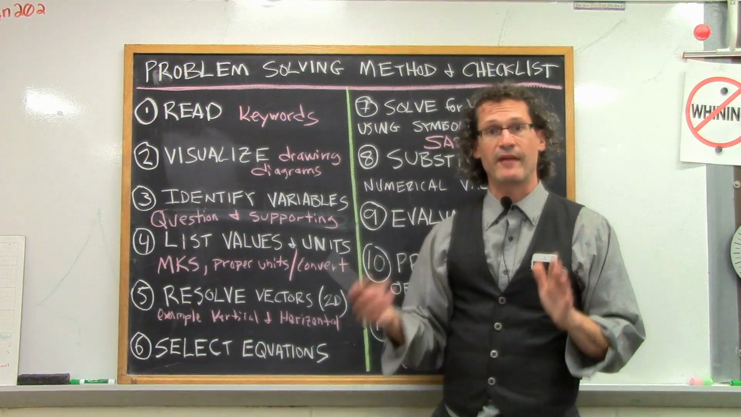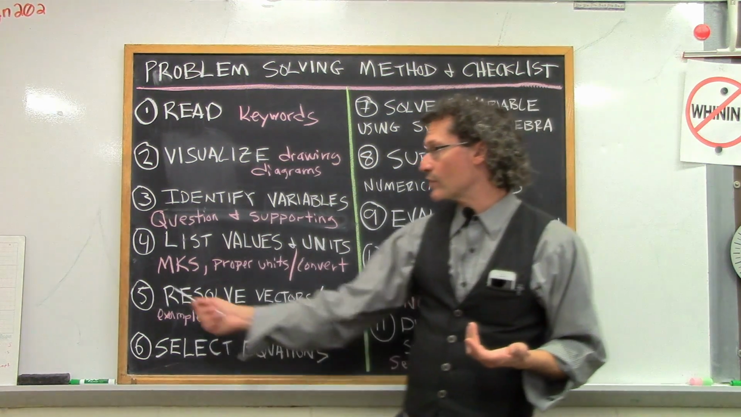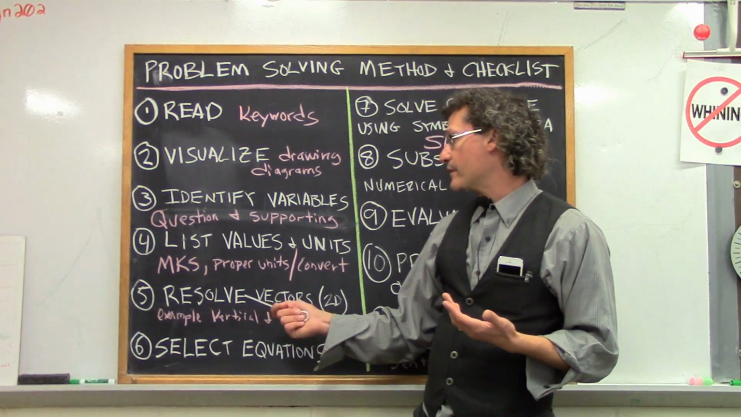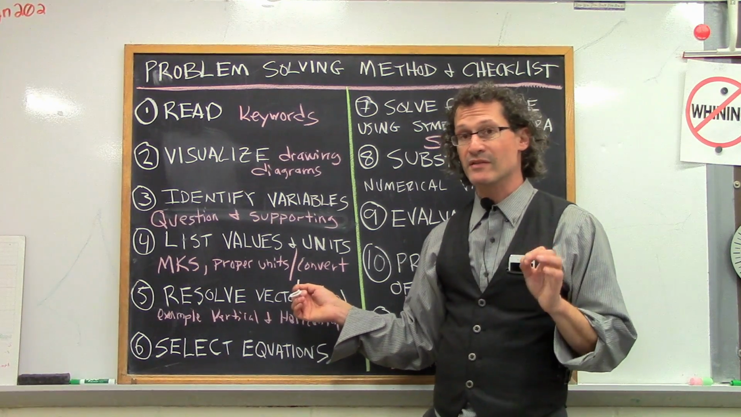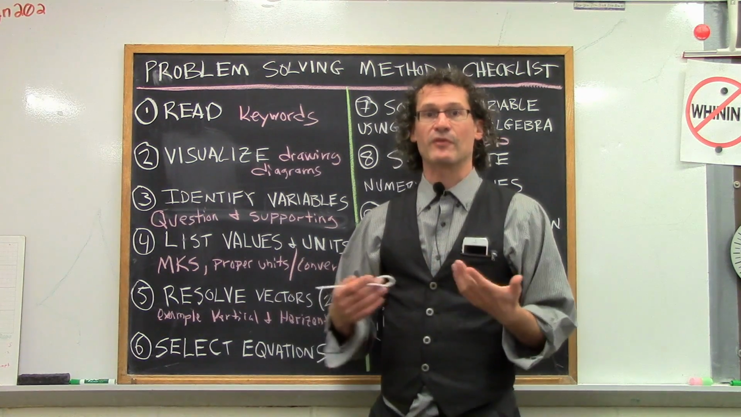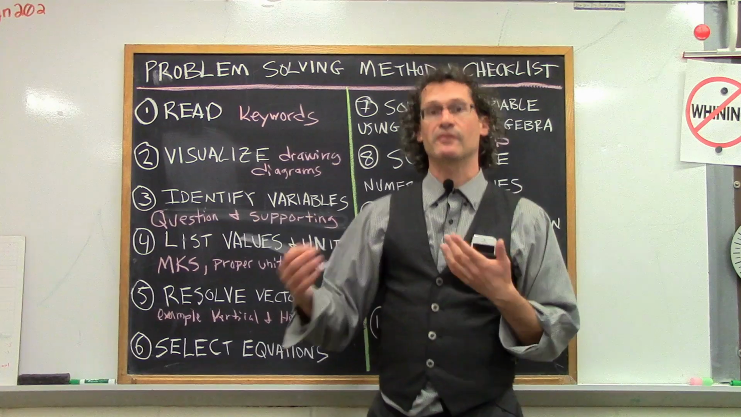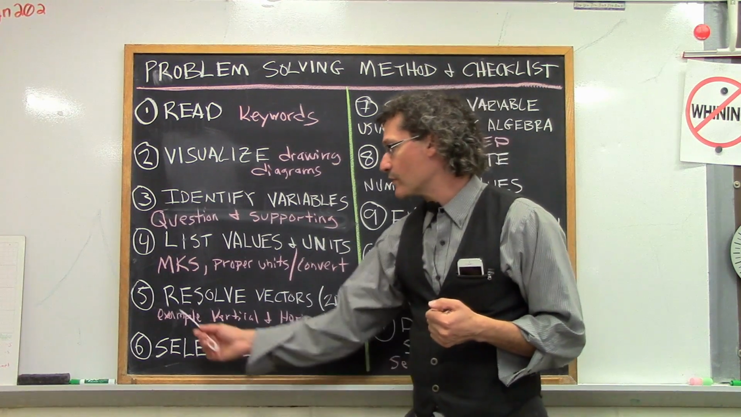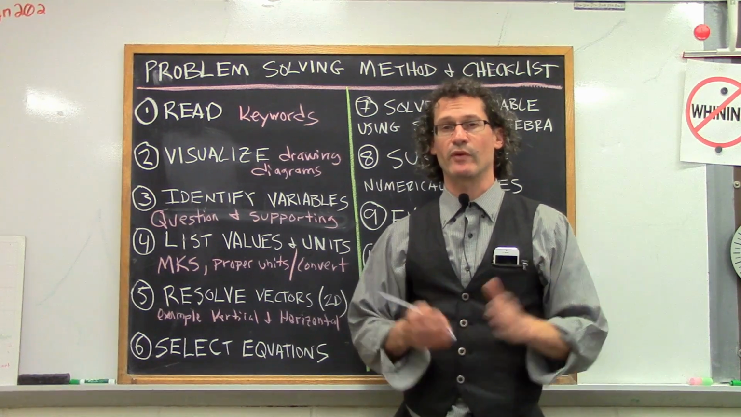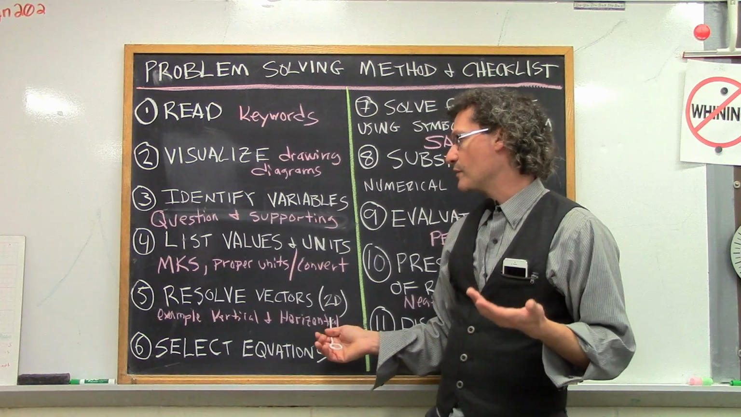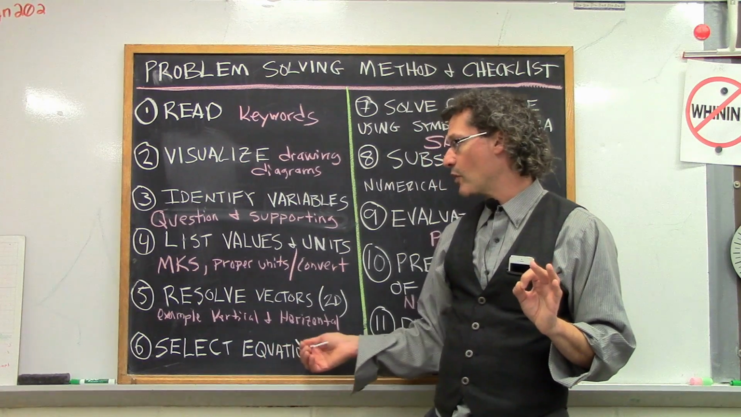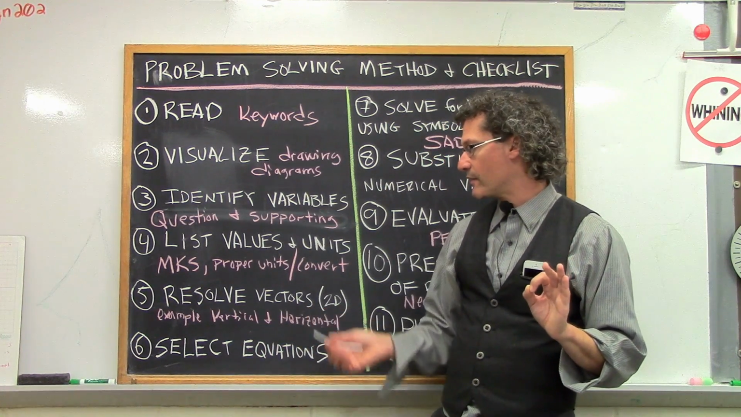We need to list values and the units associated with them. Of course, we're using MKS, meters, kilograms, seconds, as our standard. And with the proper units means that we need to sometimes convert to these MKS units. For example, kilometers per hour, not MKS. We need to convert that to meters per second for a velocity. We need to resolve vectors when we're dealing with 2-dimensional problems. Sometime later, particularly when we incorporate gravity, we're going to be working in 2 dimensions. And so we may need to split up the problem into what are called vertical and horizontal components. And so we would expressly do that at this step over here.